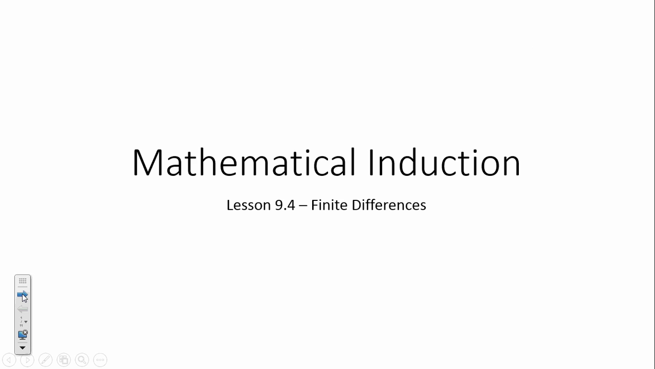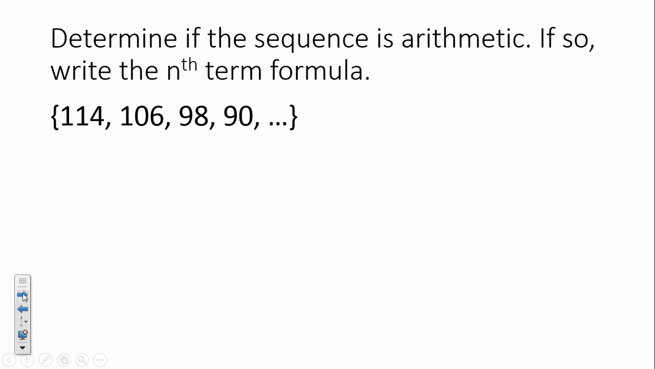So first of all, let's determine if this sequence is an arithmetic sequence. And if so, we're going to write a formula for the nth term. So we've got 114, 106, 98, and 90. What do you think? Is it arithmetic?